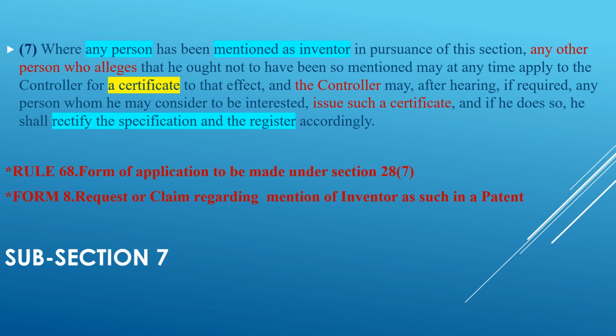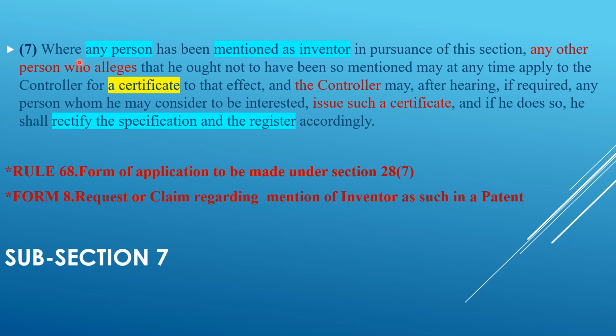Where any person has been mentioned as inventor in pursuance of this section, any other person who alleges that he ought not to have been so mentioned may at any time apply to the controller for a certificate to that effect, and the controller may, after hearing if required any person whom he may consider to be interested, issue such a certificate, and if he does so, he shall rectify the specification and the register accordingly. So just observe the keywords: a certificate, this is the primary keyword, and any person mentioned as inventor, rectify the specification and the register, these are the secondary keywords.